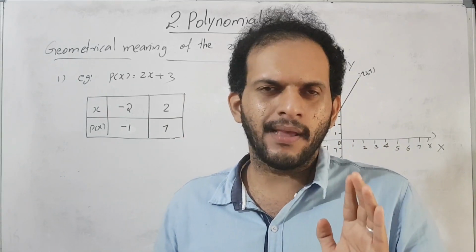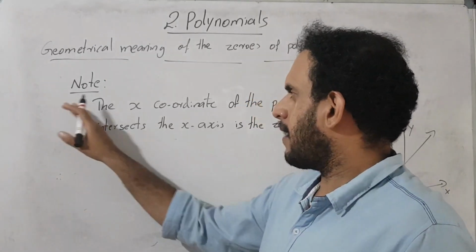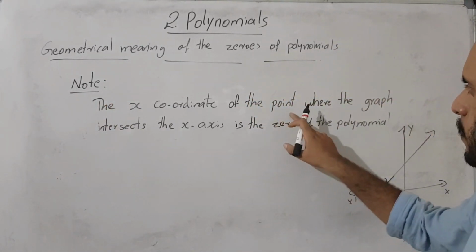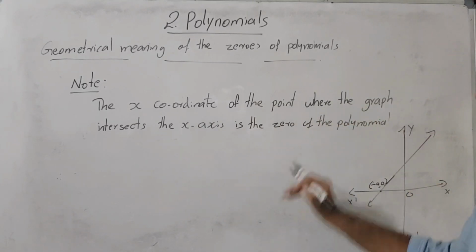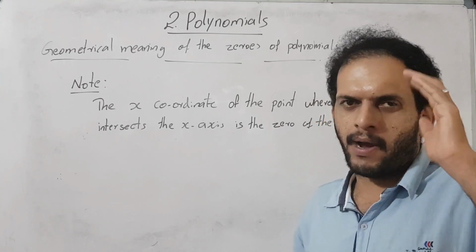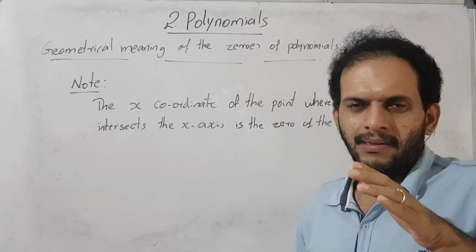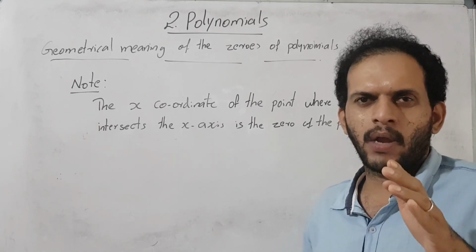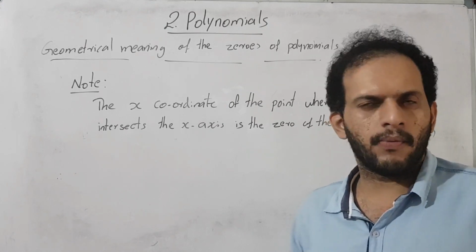It's okay. Idea is clear. On the basis of this idea we are writing one note like this. The x coordinate of the point where the graph intersects the x-axis is the 0 of the polynomial. Okay, how do we find the 0 of the polynomial? Where the graph meets the x-axis, that x value, that means the x coordinate of that point, is called the 0 of the polynomial.